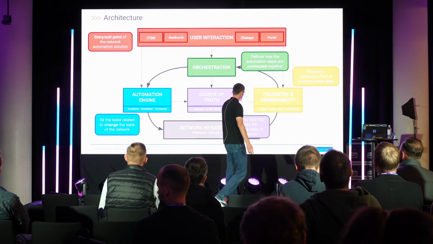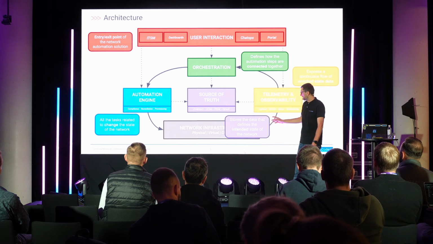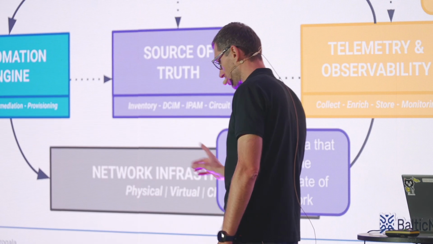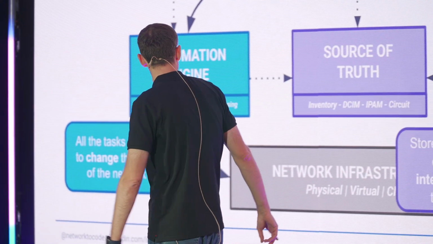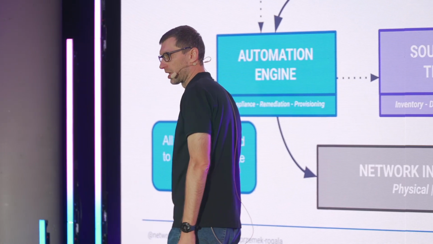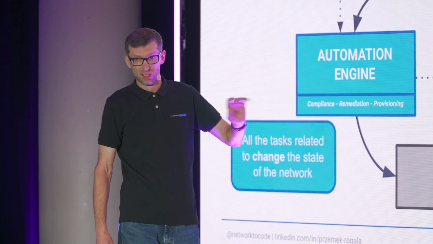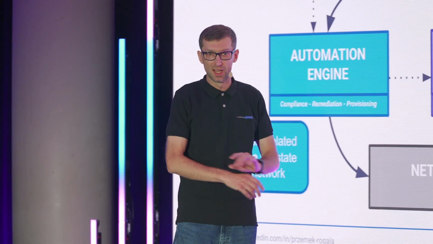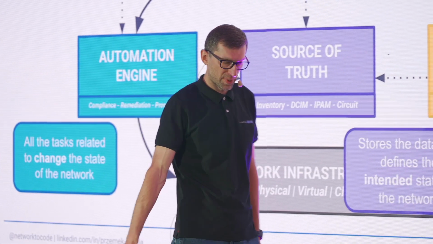Then we have a source of truth. This is the central point of our architecture. In modern network automation, we use source of truth to store the intent. This is the desired state of our network. How do we want our network to look like? And this is where we have our device inventory, our IPAM data, locations, anything related to data center, essentially anything that you need to configure your network and to express its desired state.